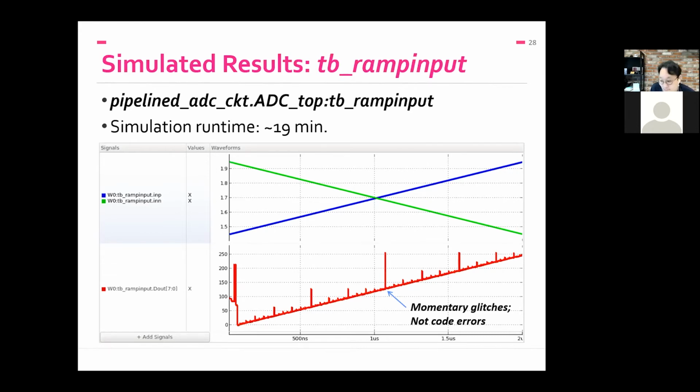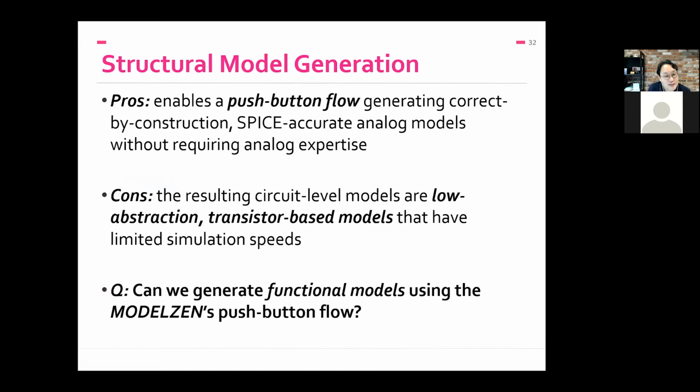And that will lead me to the next point. The nice thing about a structural model is that it enables a push button flow. I generate the model without really knowing what the circuit is doing. But the problem is that the model we're generating is too low level. It's like listing transistors one by one. It's not too different from my SPICE netlist.